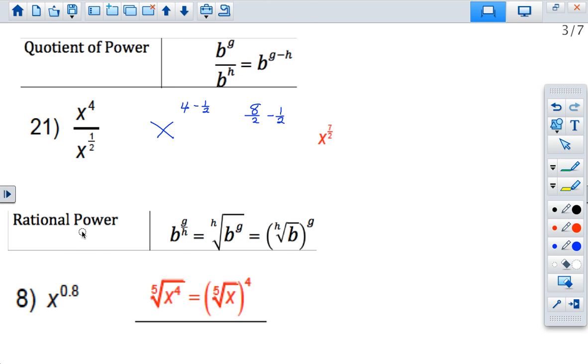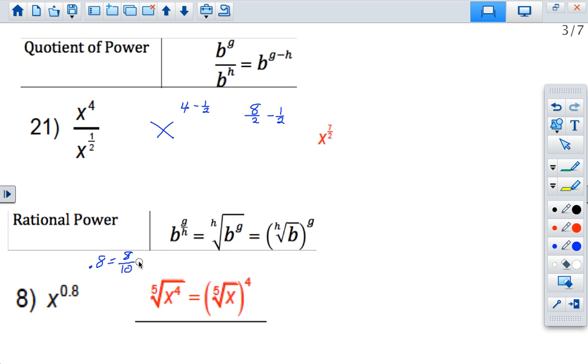Okay, and then for rational power, here your exponent has a fraction in it. And notice that this is problem 8 on the worksheet you're going to do tomorrow. Notice there's a decimal here. Well, 0.8 is equal to 8 over 10. It's supposed to be an 8. There we go, 8 over 10.